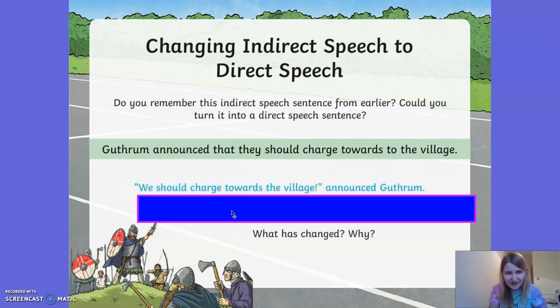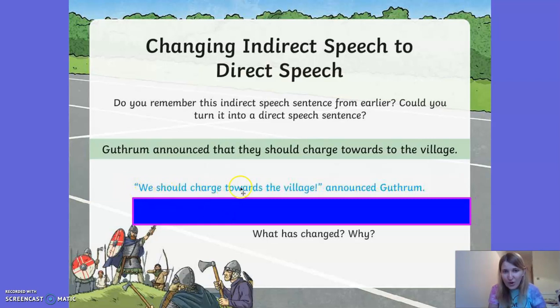Okay, let's have a look. We've got here, we should charge towards the village, announced Guthrum. Okay, what's changed? How have I changed that to direct speech? Well, firstly, I've added speech marks. Okay, and where are my speech marks? My speech marks are around the thing that Guthrum has said. We should charge towards the village. Now, if we look here, it says they should charge towards the village because I'm talking about Guthrum and his group of people. I'm not in that group of people. Guthrum is talking about all of them together.